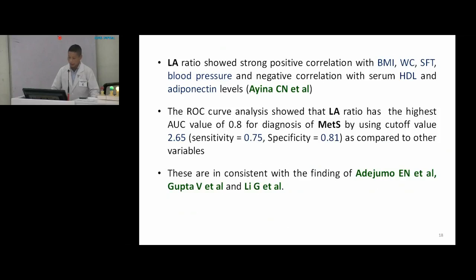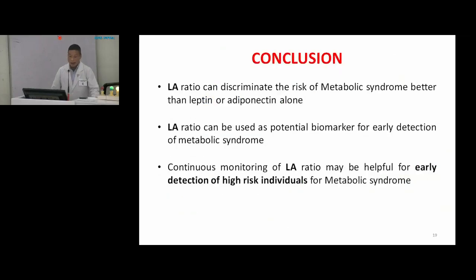In conclusion, LA ratio can discriminate the risk of metabolic syndrome better than adiponectin or leptin alone. LA ratio can be used as a potential biomarker for early detection of metabolic syndrome. Therefore, continuous monitoring of LA ratio may be helpful for early detection of high-risk individuals for development of metabolic syndrome.